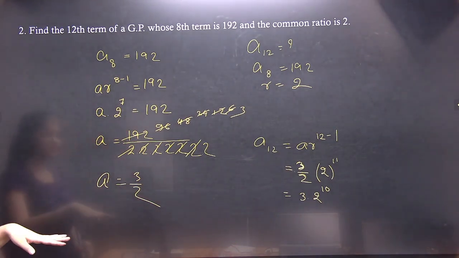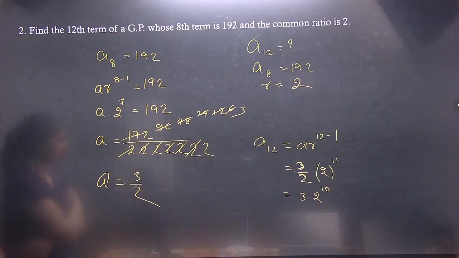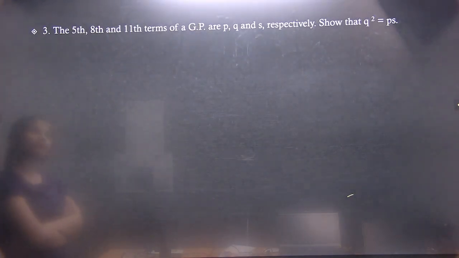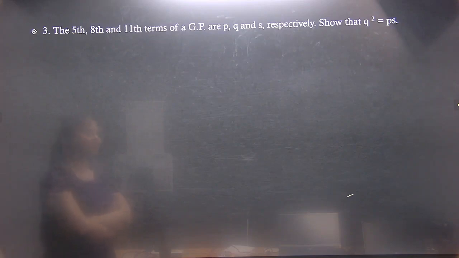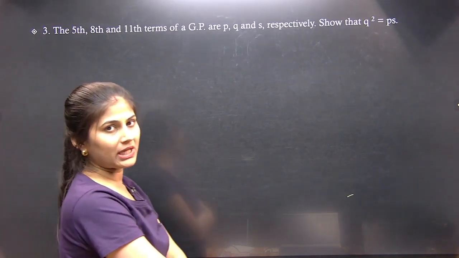Got it? So this is question number 2. I hope it is clear to all of you. Moving on to the next question. The 5th, 8th and 11th terms of a GP are P, Q and S respectively. Show that Q square is equal to PS.